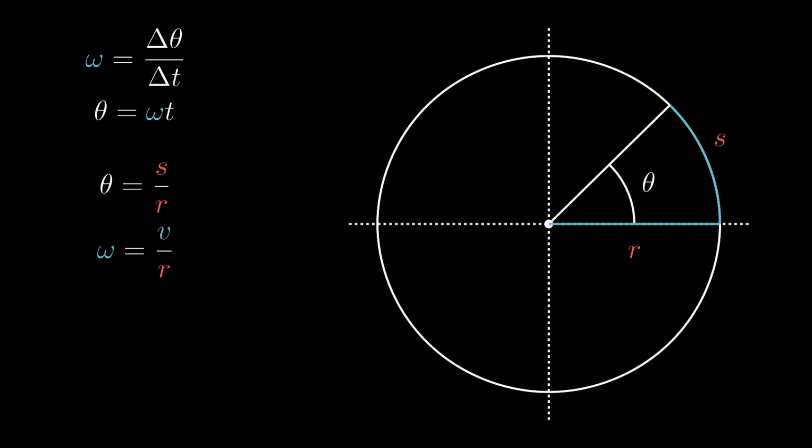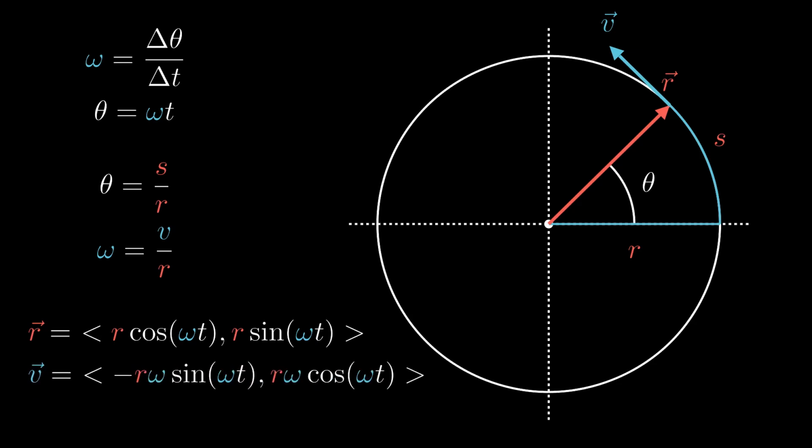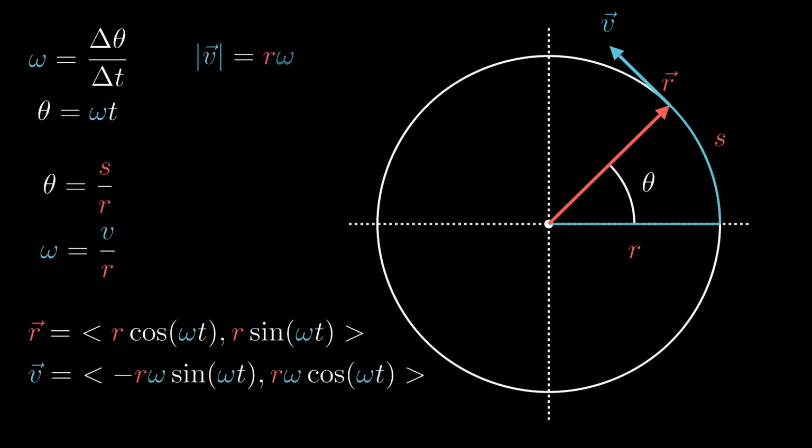With these two ideas in mind, we can define the position vector as a radius times either the sine or the cosine of the object angle, which we know is equal to the angular velocity times change in time. Notice that the magnitude of this vector is just the radius. Now we can get our velocity vector from the derivative of position, which looks like this. Now the magnitude is r times omega, which if we rewrite, we can see is just the same as linear velocity, as we would expect.